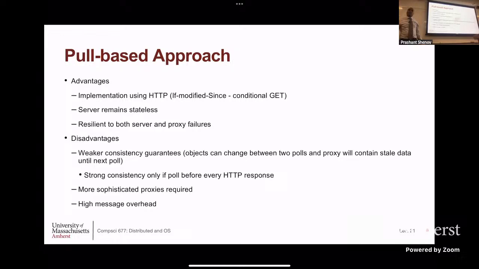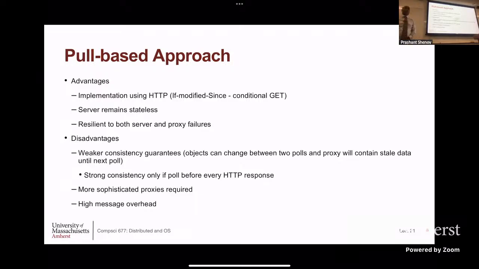So this is going to be resilient to both proxy and server failures, because if the server fails, there's no impact on the polling frequency. If the proxy changes, you can just restart your adaptive interval from a small value and keep increasing it. So no harm done, maybe a few more messages get sent. Okay? So those are the advantages.